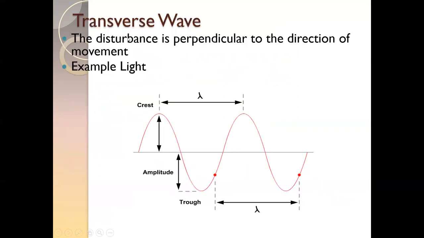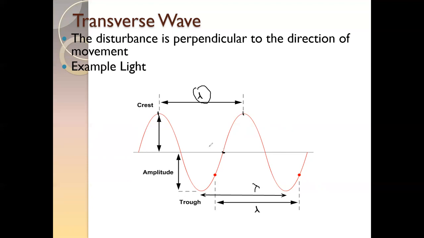Whereas the distance between two successive crests, like from one crest to another, is known as wavelength and is denoted by the Greek letter lambda. In the same way, the distance between two successive troughs, from one trough to another, is also known as wavelength. Or there's another way: the length of one wave is also known as wavelength.